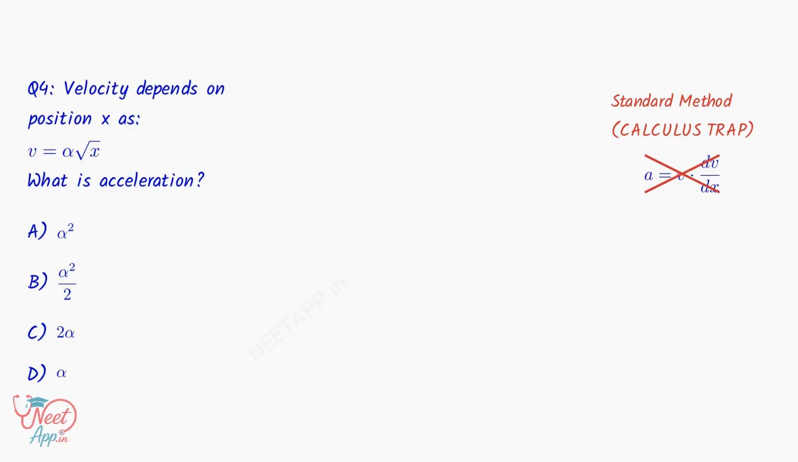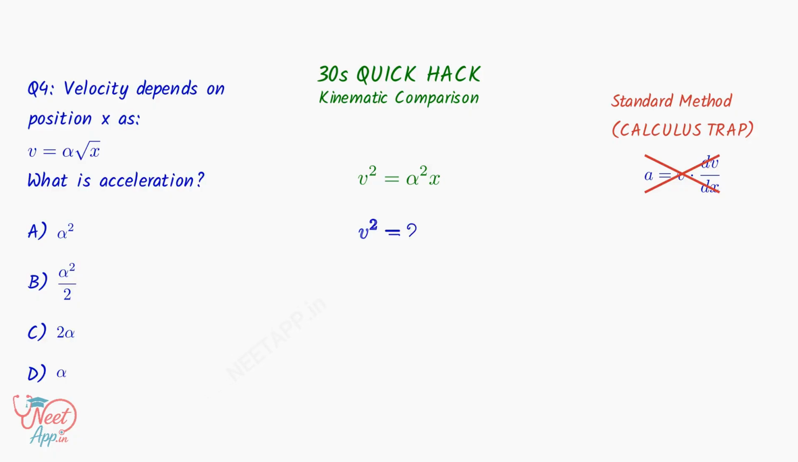Here is the 30-second kinematic comparison hack. Absolutely no calculus required. First, just square both sides of the given equation to get v squared equals alpha squared times x. Next, write the third equation of motion underneath it, v squared equals u squared plus 2ax. Since the initial velocity is 0, it simplifies to v squared equals 2ax. Now, just look at the two equations on the screen.